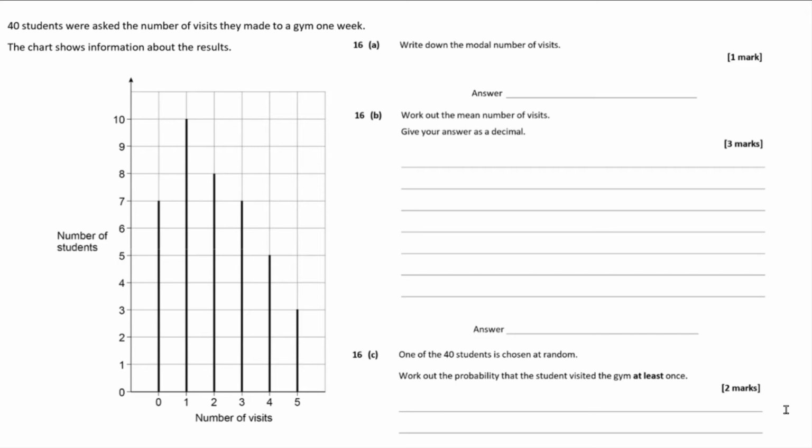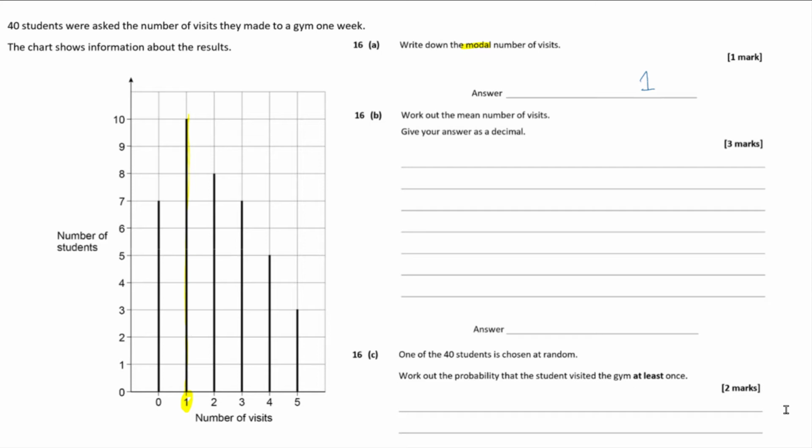Question 16. 40 students were asked the number of visits they made to a gym once a week. The chart shows information about the results. So we've got number of visits along the bottom, number of students up the side. Write down the modal number of visits. Now, mode means most. When we're talking about mode from a bar chart or a line graph like this, it's the one with the tallest line. It's going to be this one here, isn't it? It's going to be 1. 1 is the tallest line, so 1 is the modal number of visits.